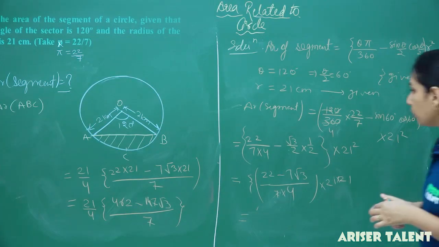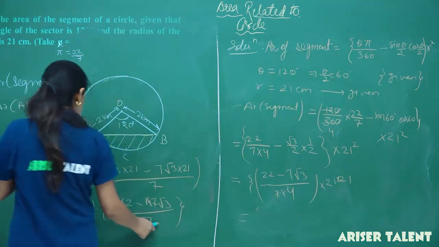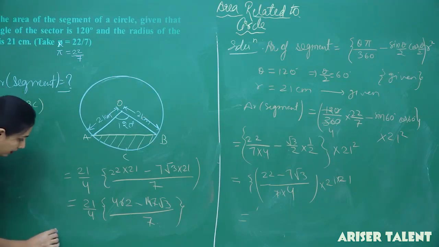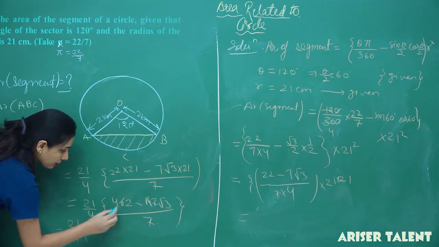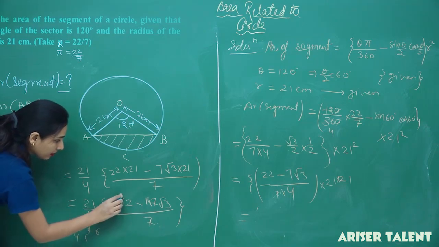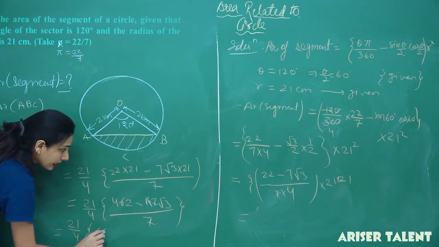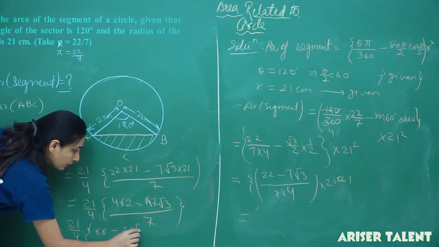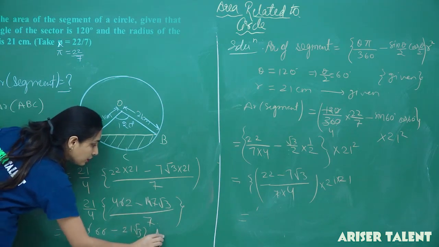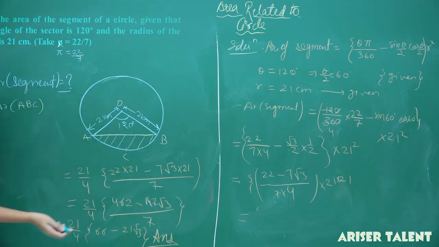Or wait, what you can do, you can just cut it with 7. If you are cutting it with 7, you will be getting 6 times minus 21 root 3. So this will be our answer for sure. Okay students.